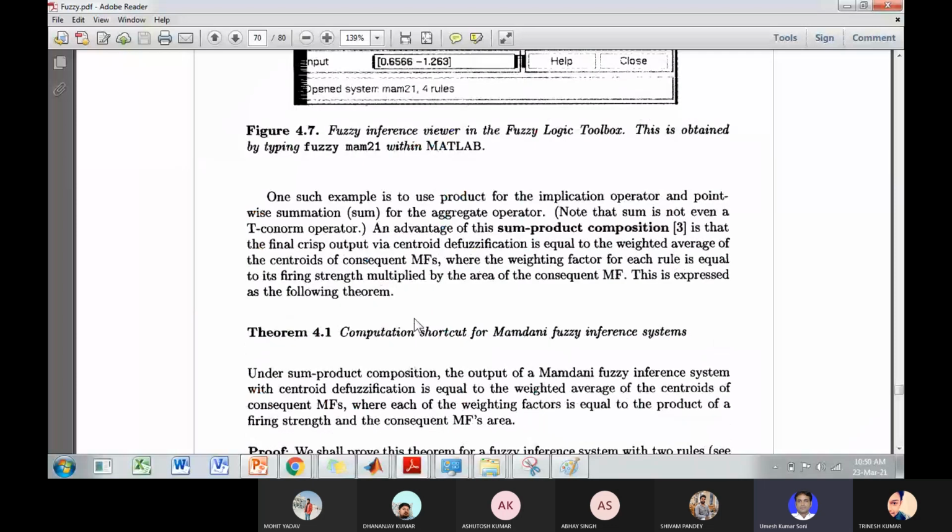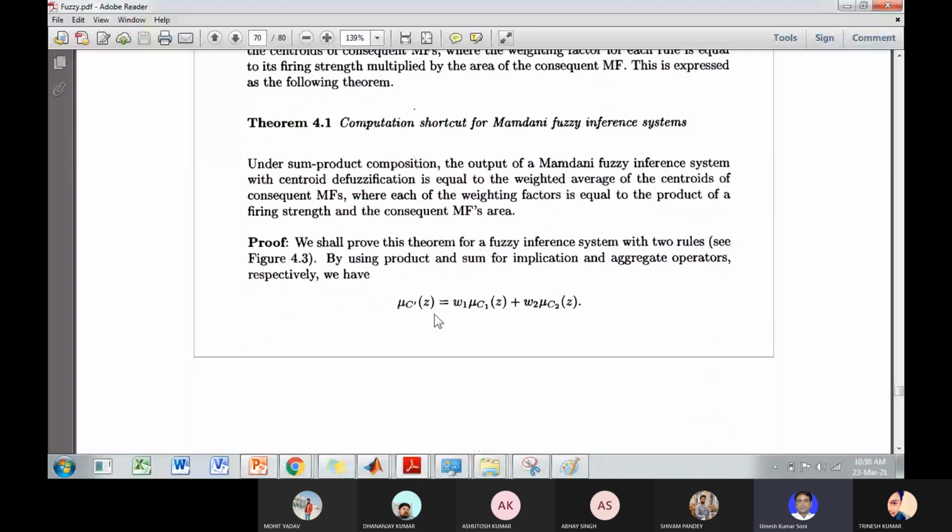So using the product and sum for implication and aggregator operator respectively, if we use the product for implication and the aggregator is the sum, then what will be the output in the fuzzy system? Output of the fuzzy system will be the value of weight of the C1 and weight of the C2 and sum together. Okay.